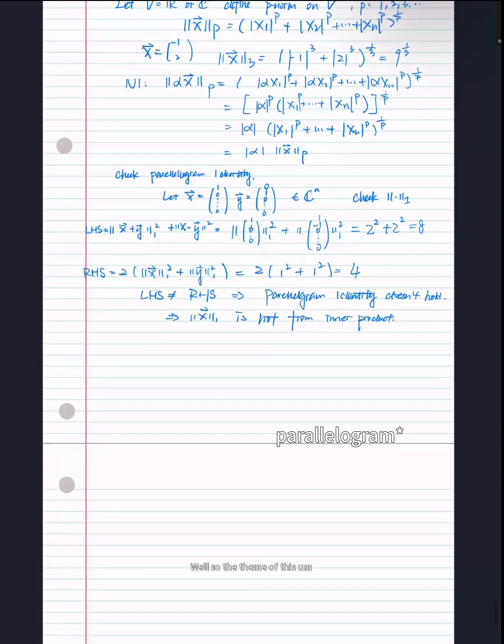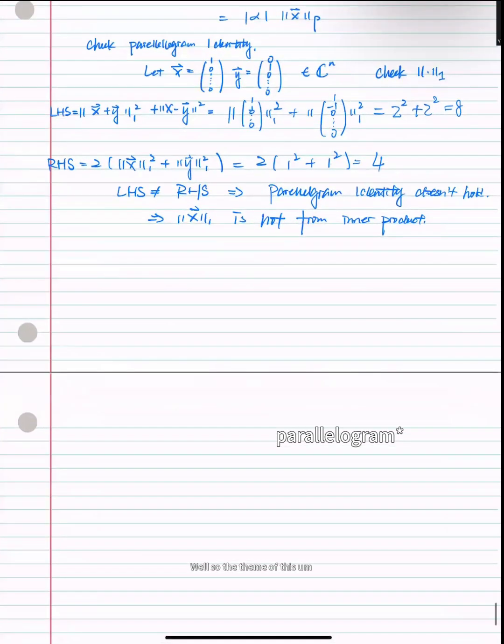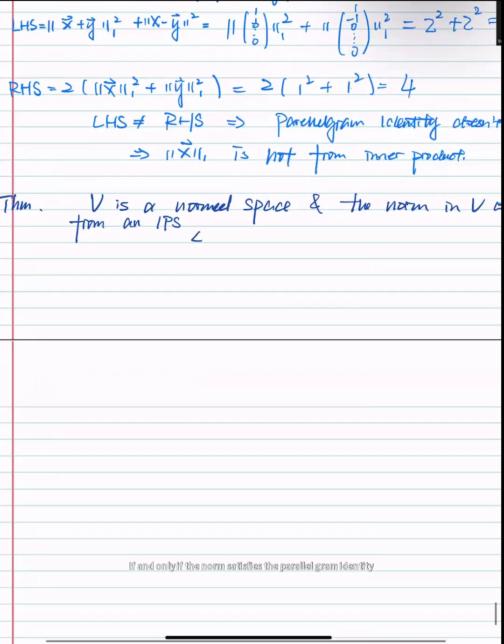So this theorem says that V is an inner product space if and only if the norm satisfies the parallelogram identity.